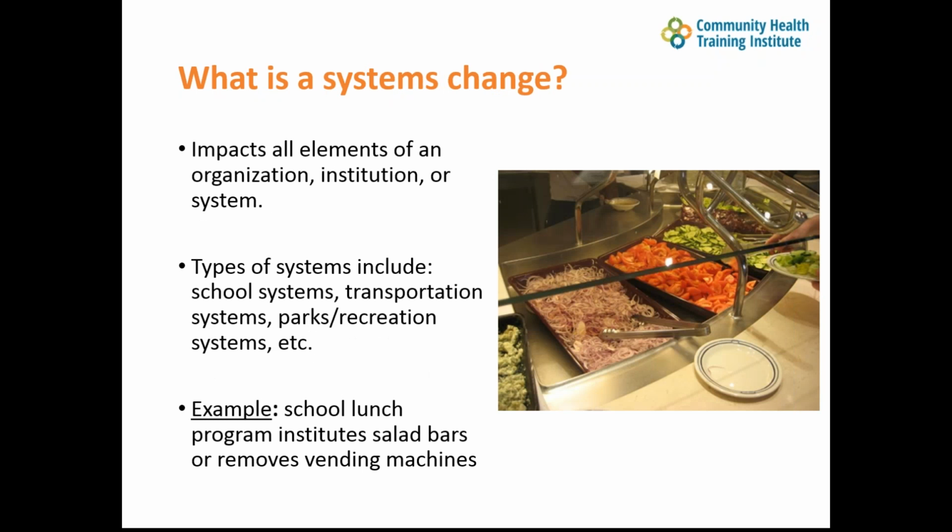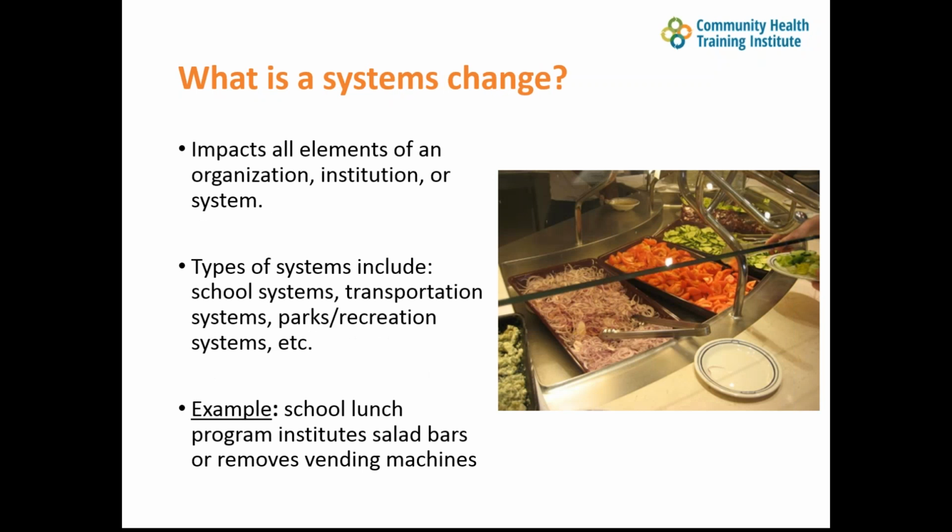Systems change can impact tons of different elements within an organization or within a system. These types of changes can include systems that could be school systems or transportation systems or any of the other type of systems in which we live and operate. An example of this could be within a school system where school lunch is provided, but perhaps there are salad bars that are instituted.